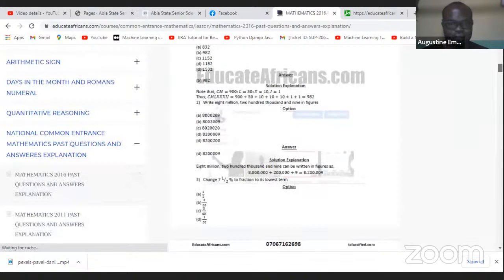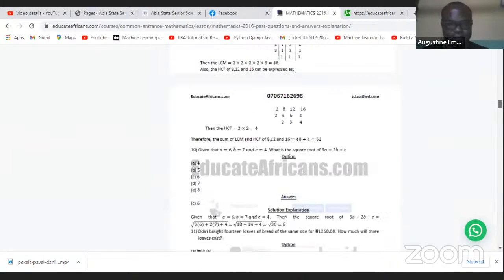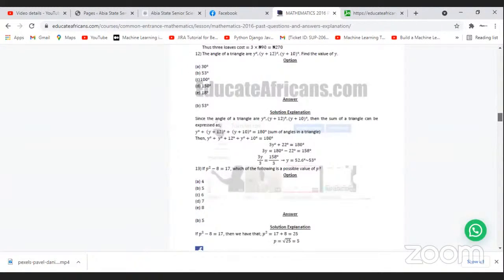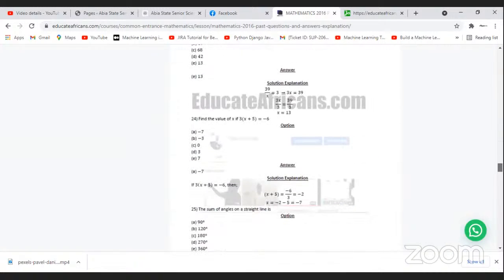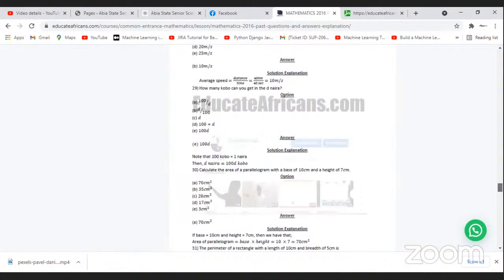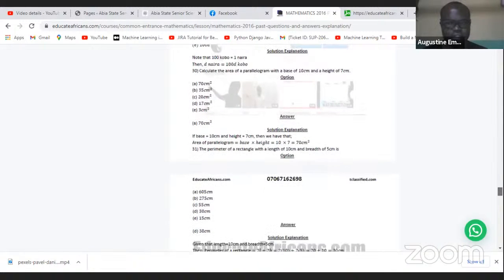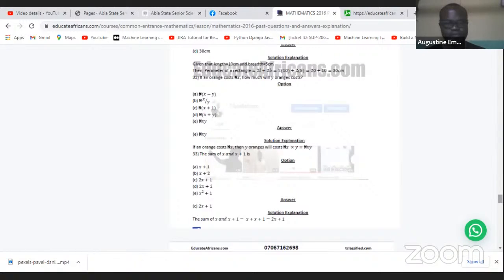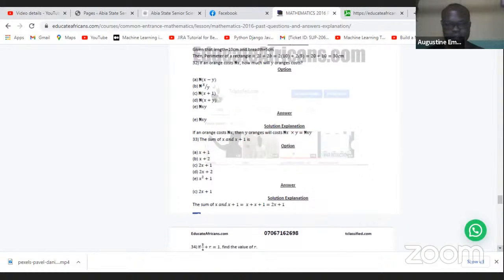Okay. So I'm gonna go down very fast. 33. Okay. The sum of x and x plus 1 is, so I just simply say x plus x plus 1. So you collect like terms. There are two x's there. So you have 2x plus 1, and that is the answer. Okay, that's where we stopped.